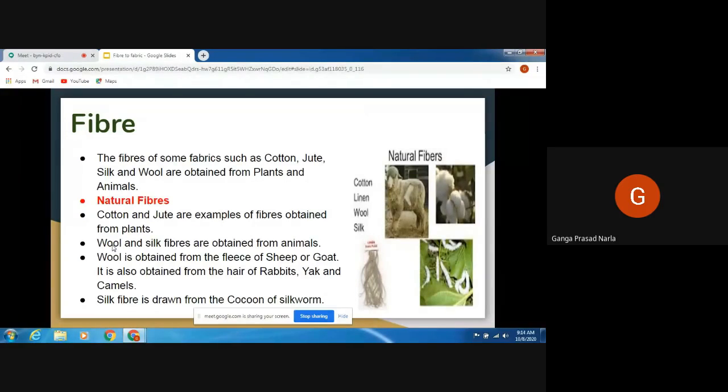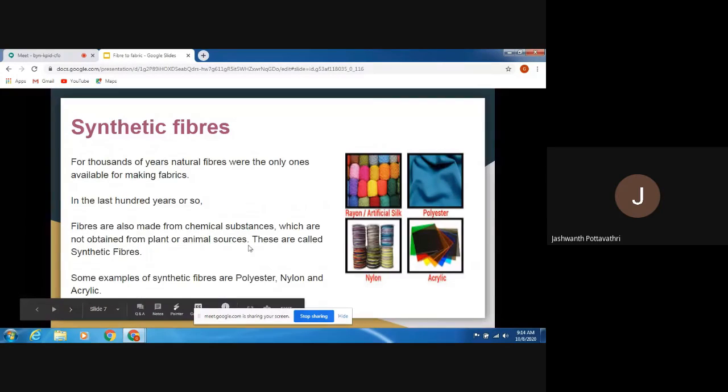Silk fiber. From where do we get silk fibers? Silk fiber is drawn from the cocoon of silkworm. The cocoon of silkworm. How do we get it? We'll discuss in the next class.